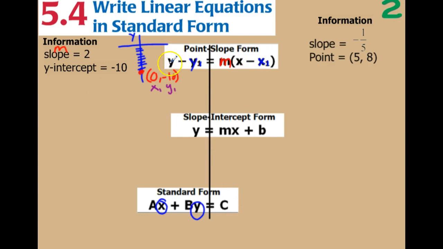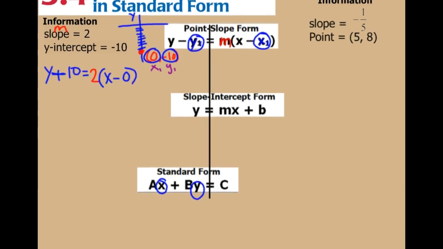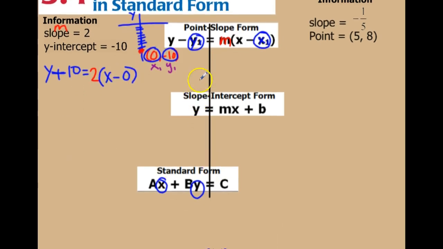So let's write our equation. It says y minus y1, which is really right here a negative 10. Those two negatives make a positive, equal to our slope m, and m is 2. And then in parentheses, x minus x1, and x1 is 0. So now we've done point-slope form, but now we're going to work this direction and solve for y.